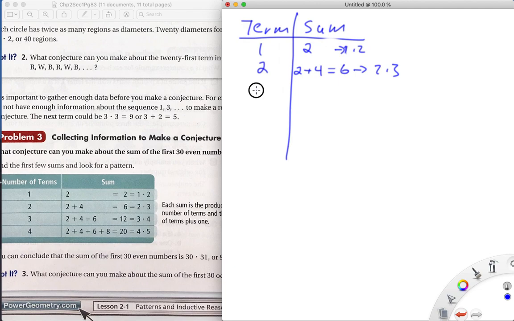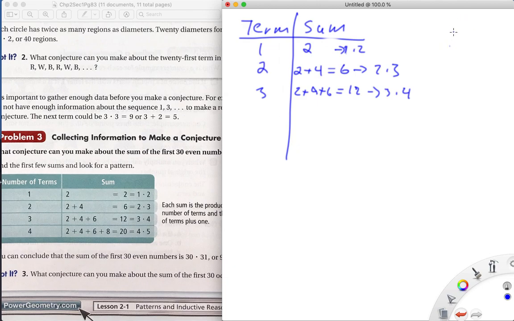Then we have the third term. 2 plus 4 plus 6 equals 12. We can think of that as the third term times 4. Notice it's 2, 3, 4. 1 times 2, 2 times 3, 3 times 4. So it's always the first.